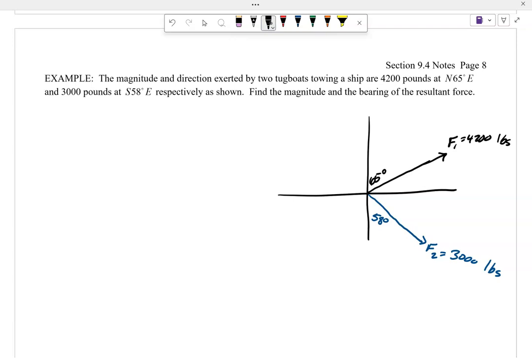Now we need to break this up into components, but notice the degree that we actually want is right there. So 65 minus 90, that'd be 25 degrees. This one down here, 58 minus 90 is a negative 32 degrees. And so that's number one, find the actual angles that we wanted.